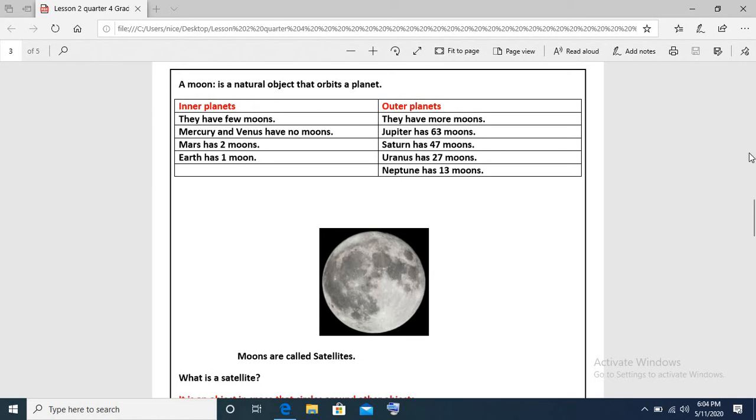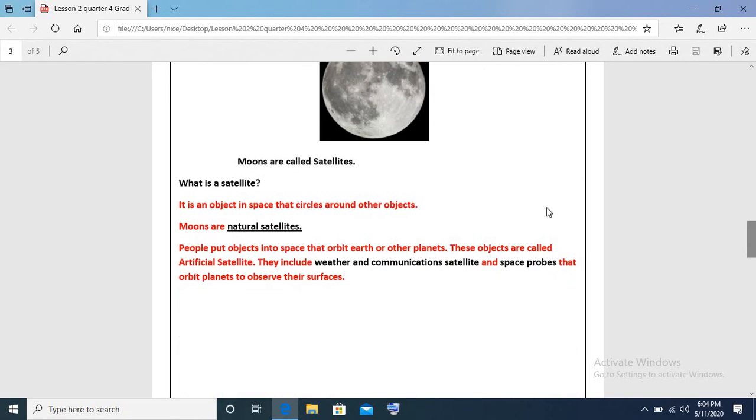What is meant by moon? Moons are satellites. What does a satellite mean? It's an object in space that circles around other objects, something which revolves around another. That's what's called a satellite. We have artificial satellites and we have natural satellites. Moons are natural satellites. People put objects into space that orbit Earth or other planets. These objects are called artificial satellites.